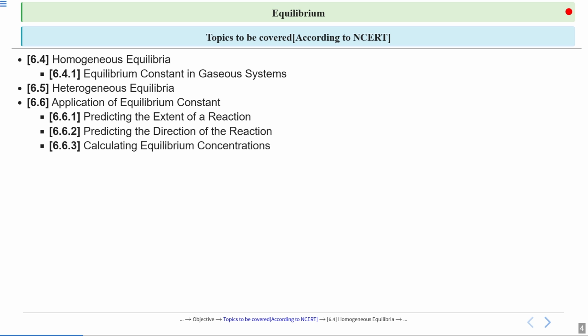After covering these two parts, which are extent and direction, we can easily calculate the equilibrium concentrations. There is a particular table for it, which includes certain parts. We have to go step by step to calculate that concentration. Now if you have done all this, we will move on to some questions, which are NCERT questions 6.5 and 6.7. So let us begin with the homogeneous equilibria.